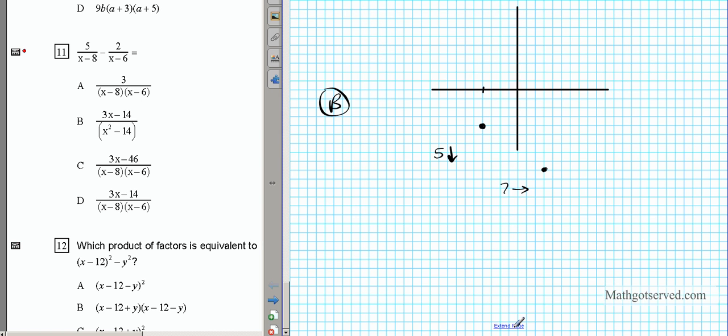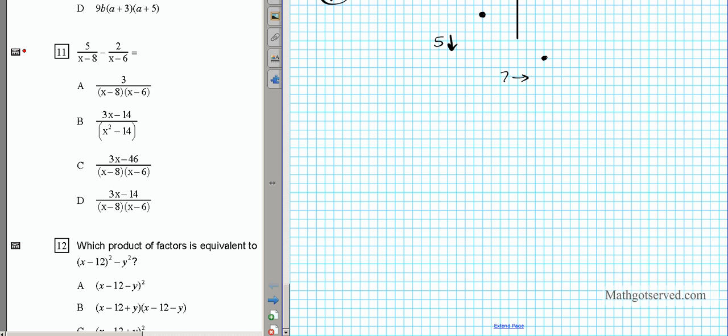Question 11, we have the equation 5 over x minus 8 minus 2 over x minus 6. Since the denominators are different, I need to make them the same. So the LCD of these two, I can't factor any of these, is going to be the product of these two. So x minus 8 here, I'll multiply this by x minus 8 top and bottom. And then this has x minus 6, so I'll multiply this side by x minus 6 top and bottom.